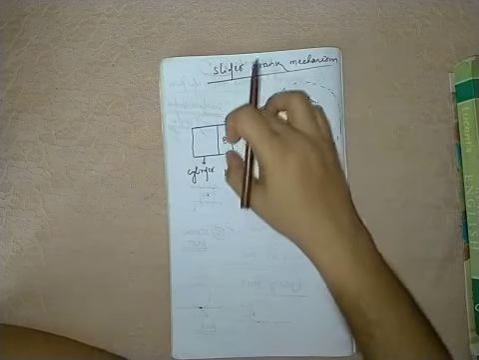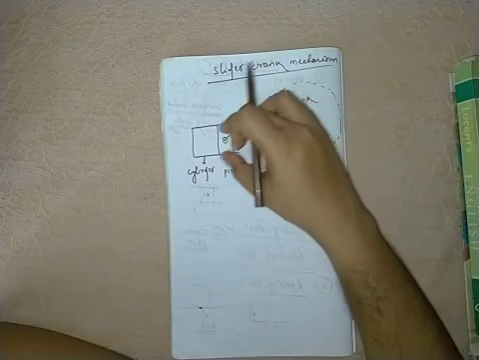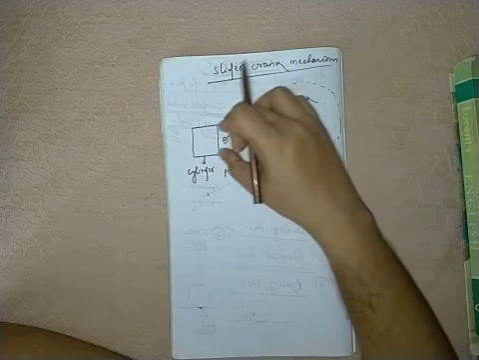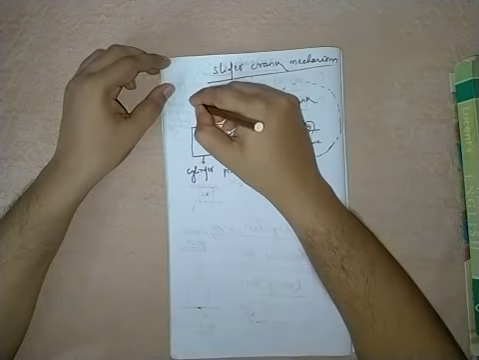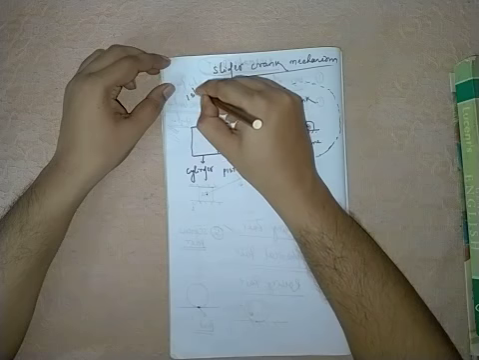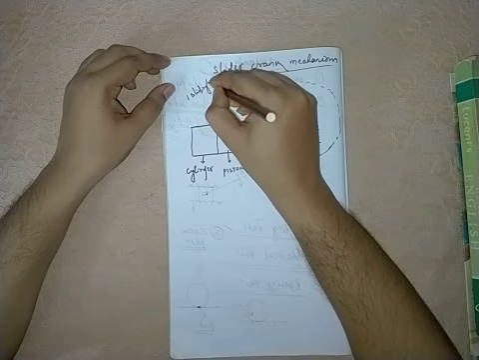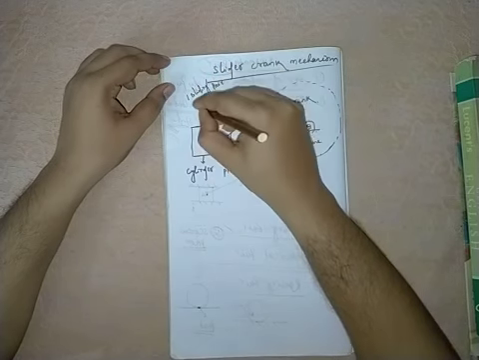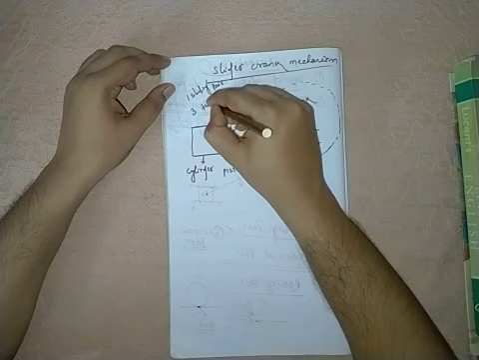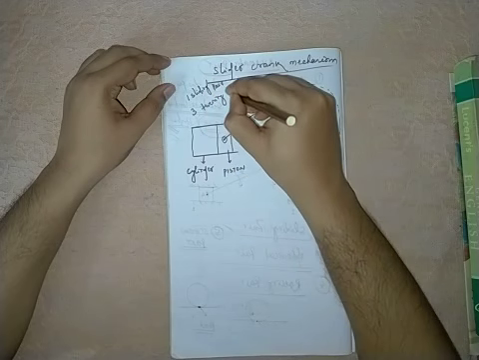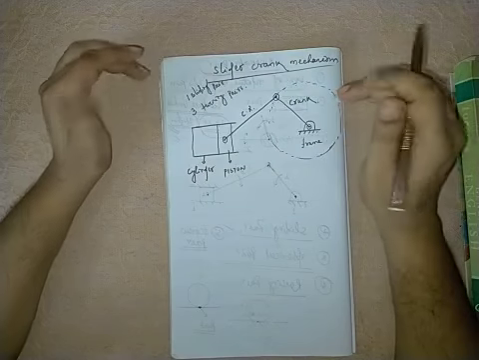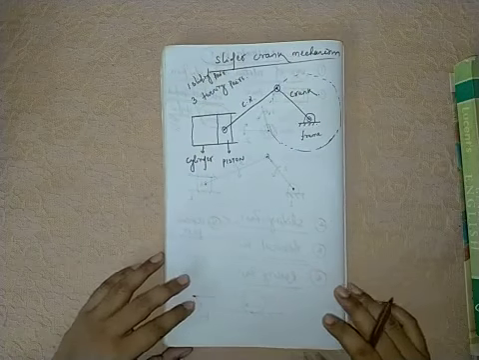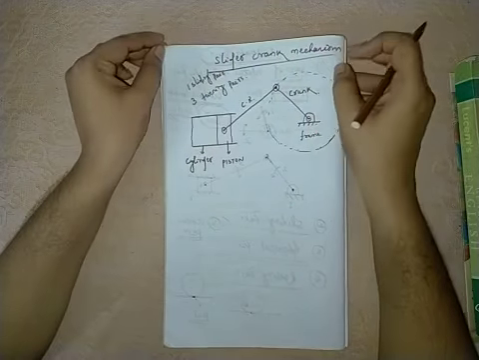And there is one sliding pair, that is, the motion between the piston and cylinder. So you have to remember it has one sliding pair and three turning pairs. Now we will check the different inversions of the slider crank mechanism.